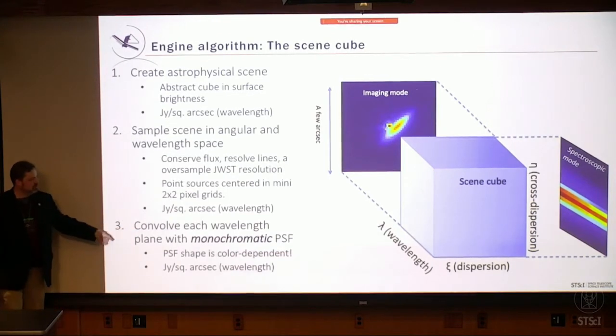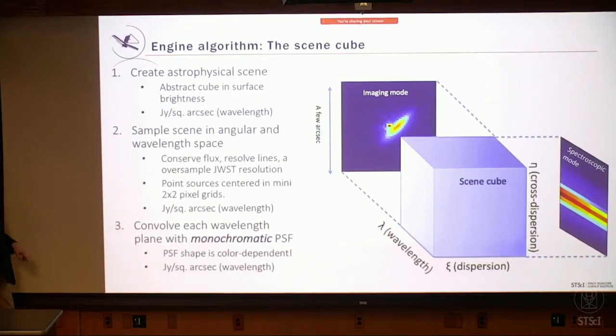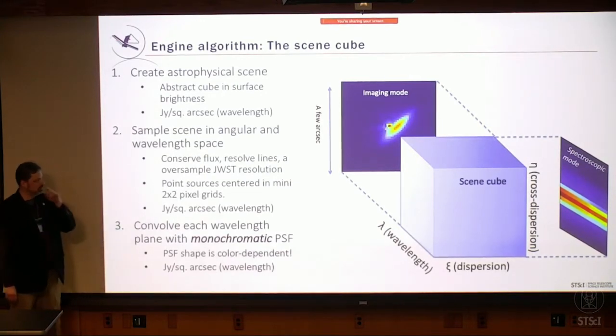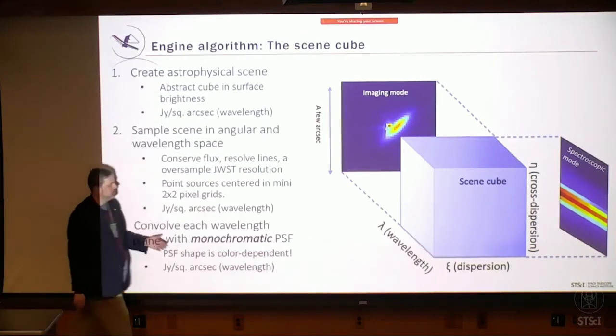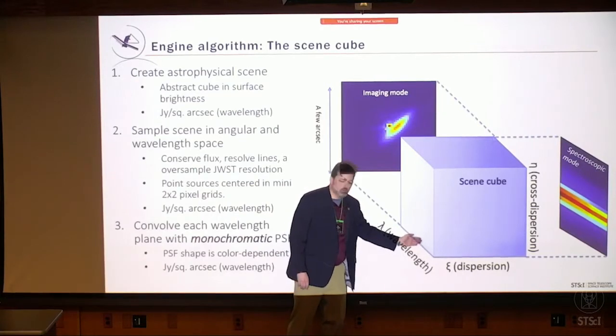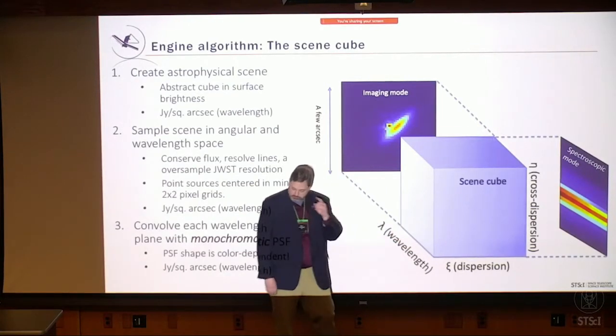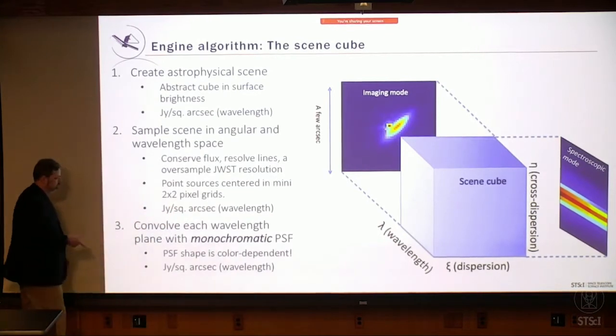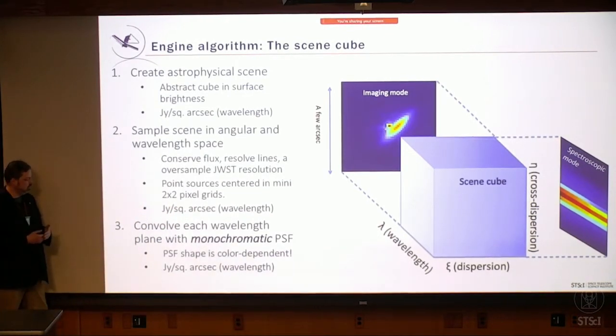Now we start to tell the scene what observatory is looking at it. The first step of doing that is to convolve each wavelength plane with a monochromatic PSF. So again, you think now of the scene cube here, and you have some sampling, so you have a number of wavelength planes in this direction here. We can use the WebbPSF tool to calculate a PSF for just a single wavelength, essentially for a very narrow filter.